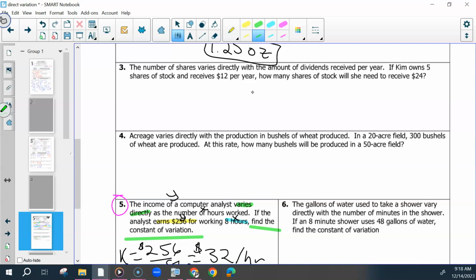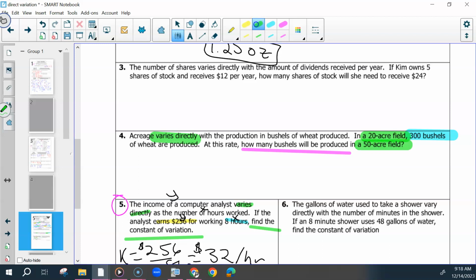Acreage varies directly with the production in bushels of wheat produced, and a 20-acre field, 300 bushels of wheat are produced. At this rate, how many bushels will be produced in a 50-acre field? Okay. What's important here? 20-acre field, 300 bushels. How many bushels will be produced in a 50-acre field?